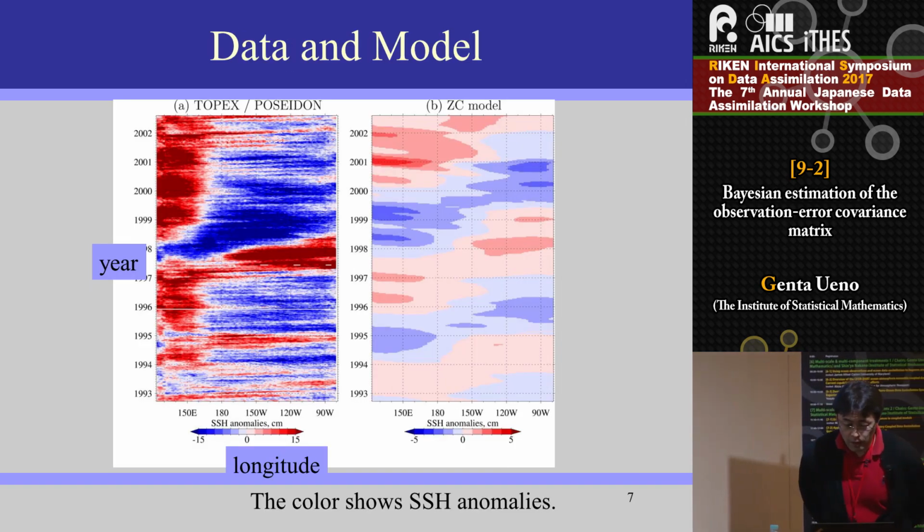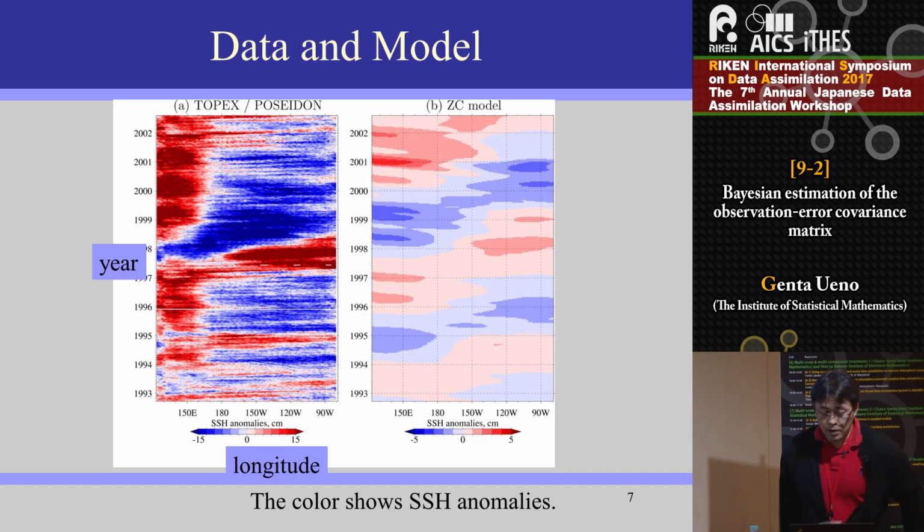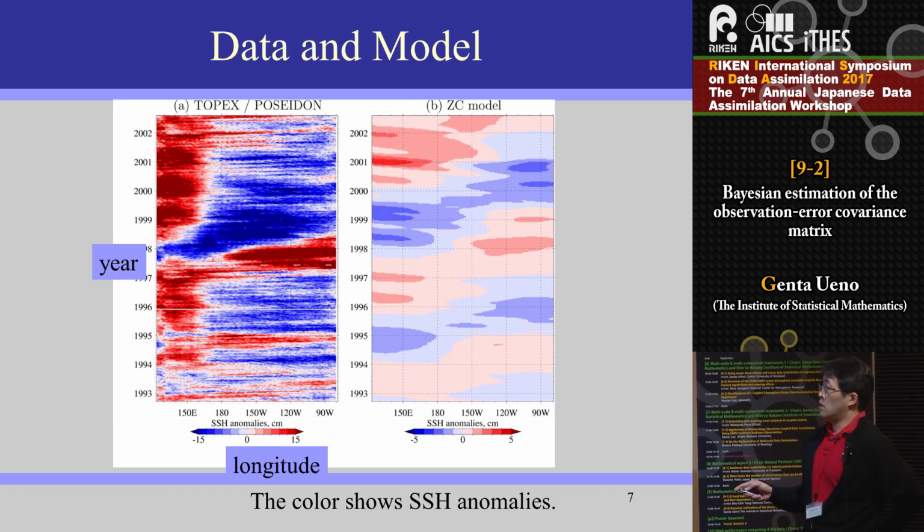So I show the data and the model used in the estimation experiment. These are the sea surface observations for 10 years, longitude versus time for 1992 to 2002. And this is the output of the coupled model by Zebiak and Cane in the Equatorial Pacific. The color shows the sea level anomalies. This is just the model output.